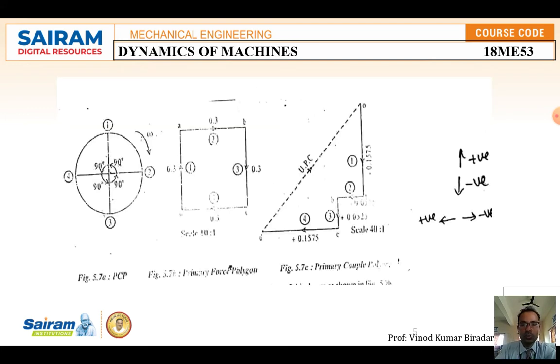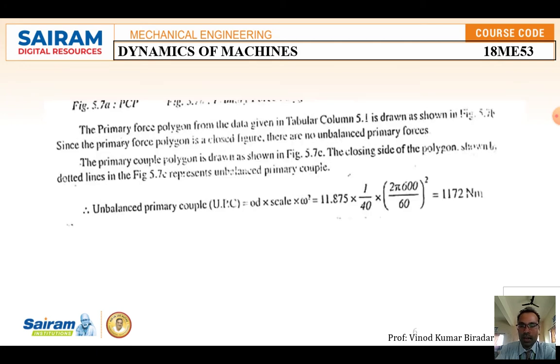Put a dotted line there, which is called the unbalanced primary couple. You need to calculate it with the help of the formula: the distance OD, into the scale, into omega square. Omega square is equal to (2 pi n by 60) whole square, where n is 600 as given, which gives 1172 Newton meter.